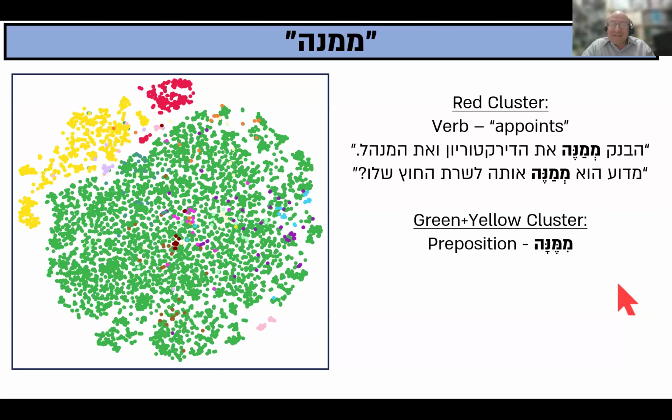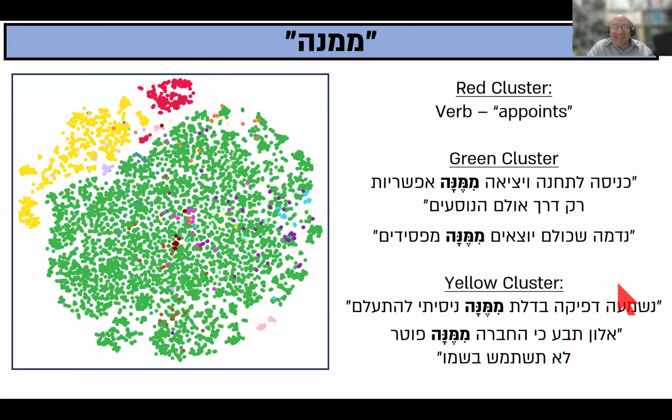Usually these clusters actually represent something. So in this case, I was surprised at first also. I was like, oh, why is it divided into two clusters? And the answer, once I looked at the examples, became clear. These are two examples from the green cluster.